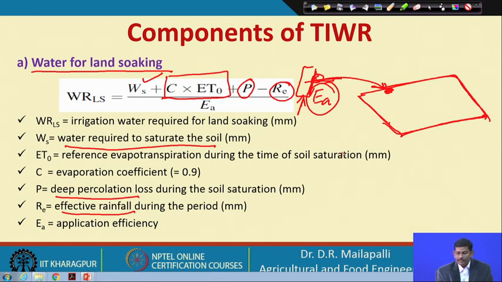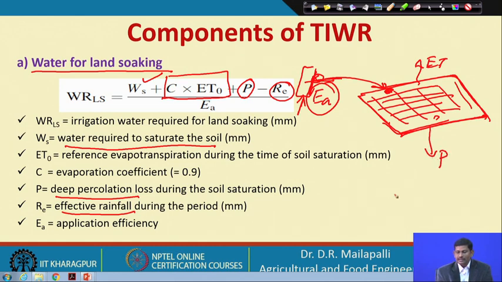During the process, first water is needed for saturation. Once water is available for saturation, there is evaporation from the open surface, and then there is depercolation, that is P. And if you have effective rainfall during that time, that is called Re. That will be the extra amount you are adding, so this much you can subtract.